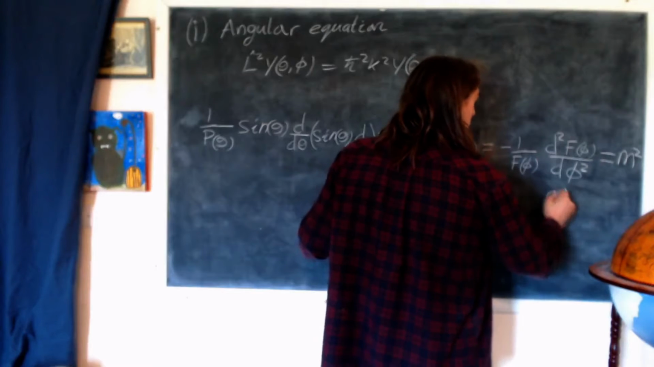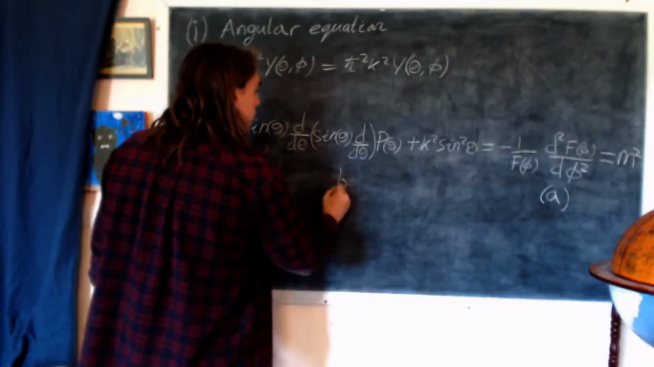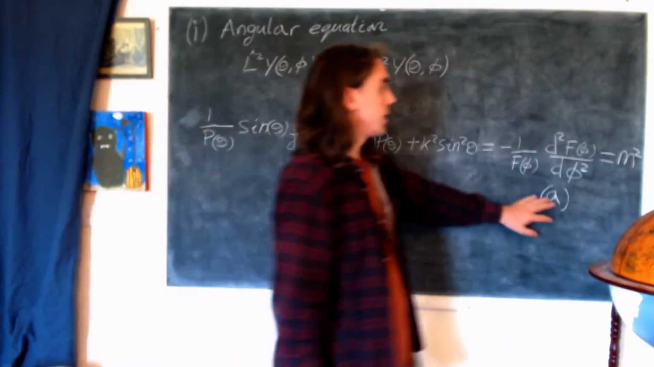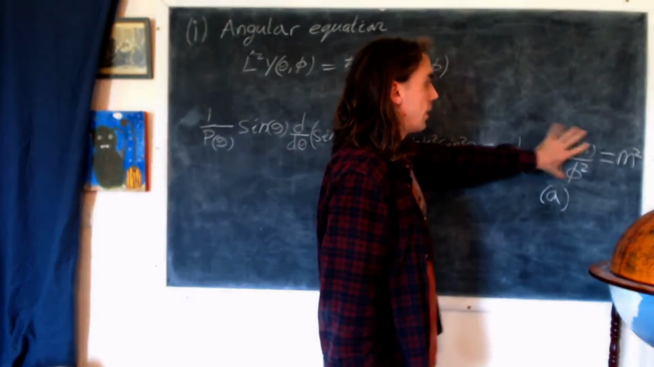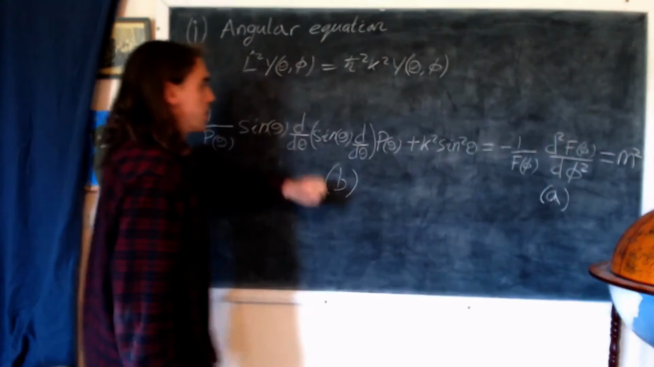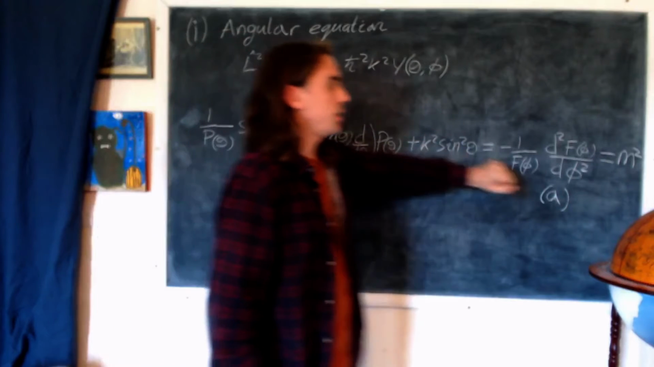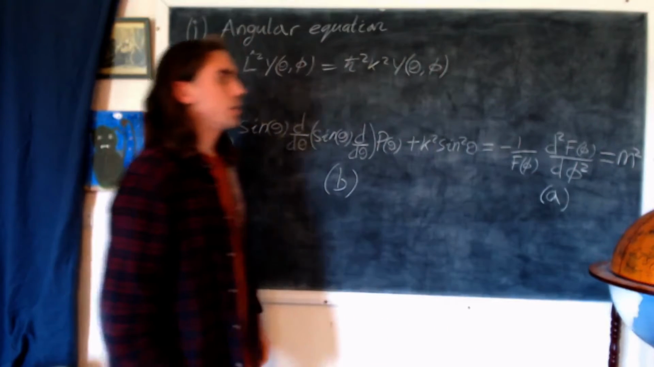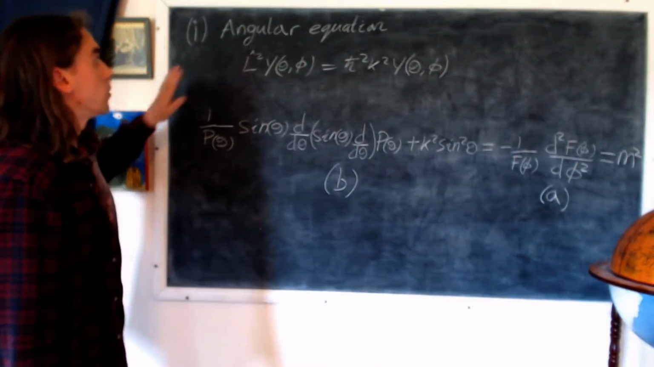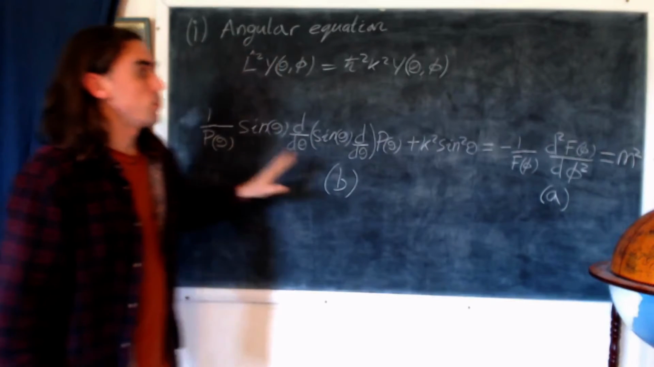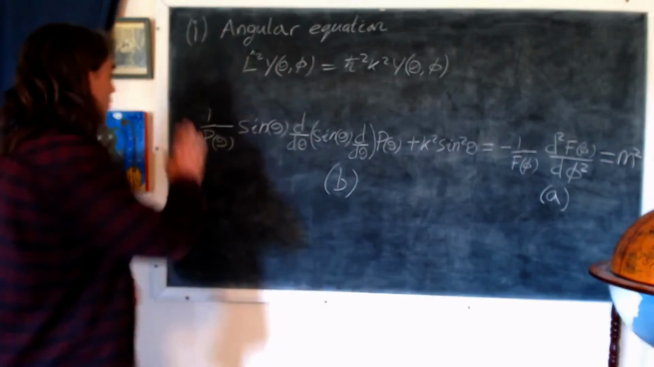Let's call them A and B. So A is that this function of phi is equal to m squared. Equation B is that this function of theta is equal to m squared. And we need to deal with them both separately. So within the angular equation, we're going to look at A and B separately.